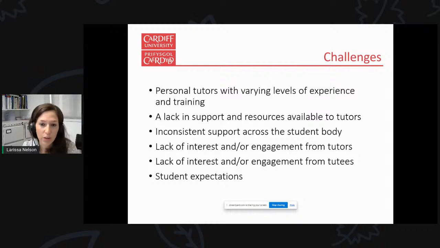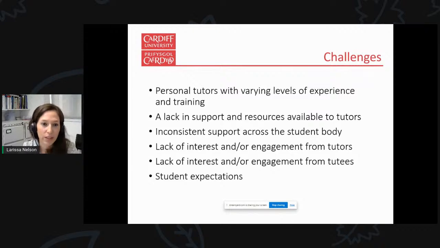What we also found was there was inconsistent support delivered to the students. So some tutors were very, very active, some tutors weren't particularly active. And so what we found is the students would speak to each other and say, well, I got this help from my tutor, and the other one would say, well, I didn't. And then they would find there was this disparity in support across the students. So we wanted to try and iron that out.